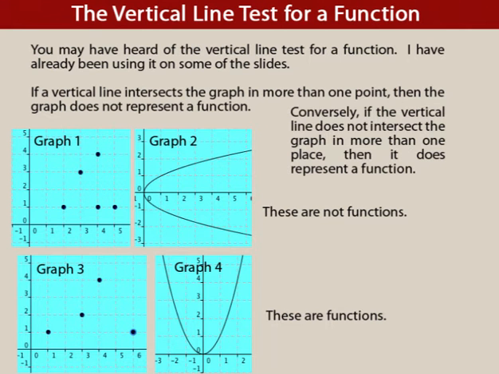You may have already heard of the vertical line test for a function, and I have been using it on some of the slides already. If a vertical line intersects a graph in more than one point, then the graph does not represent a function. You can see that in graph 1, the vertical line passes through 2 points, and so it's not a function. On the second graph, I can draw a vertical line just about anywhere that intersects at 2 points, so it is not a function either. There are no vertical lines that can be drawn on graphs 3 and 4 that intersect the graph in more than one place, so they are both functions.